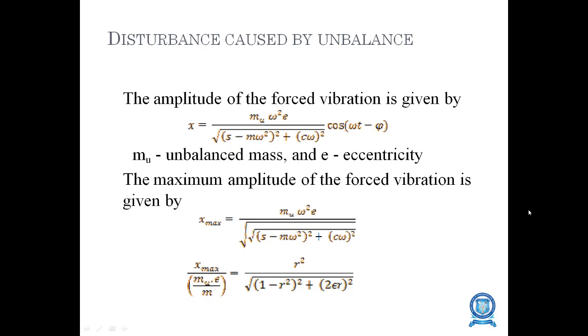divided by root of (S minus m omega square) the whole square plus (C omega) the whole square, into cos(omega t minus phi), where mu is the unbalanced mass and E is the eccentricity. The maximum amplitude of forced vibration is given by H max is equal to m omega square E divided by root of (S minus m omega square) the whole square plus (C omega) square. H max by mu E divided by m is equal to r square divided by root of (1 minus r square) the whole square plus (2 epsilon r) the whole square.